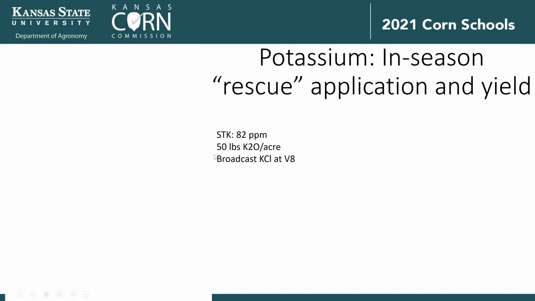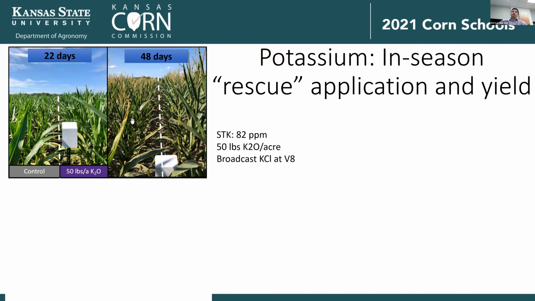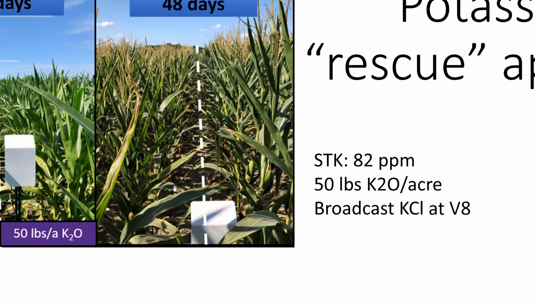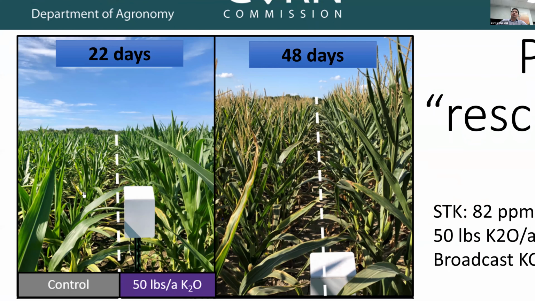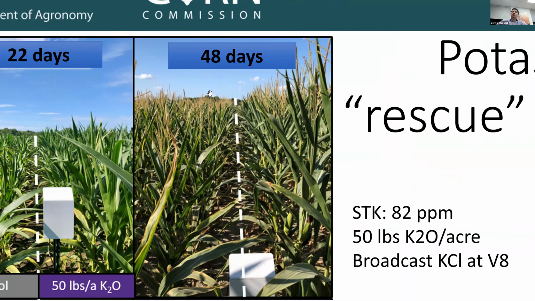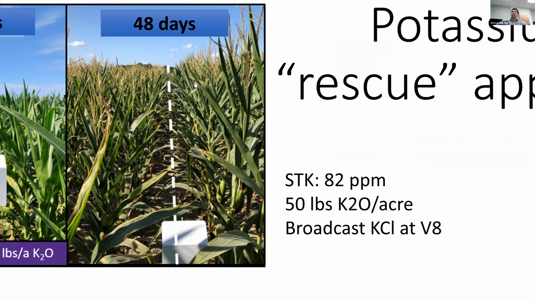And so this is a little bit of the pictures. This is 22 days after application, okay, the control. And then we have the 50 pounds of K2O, and this is dry fertilizer broadcast. You can already see right away there's a difference. Still plenty of deficiencies showing, but it's definitely growing much better. And at 48 days after application, you can really see the difference there.